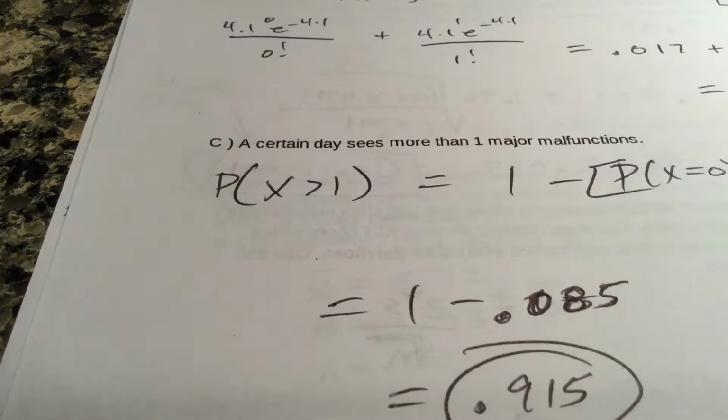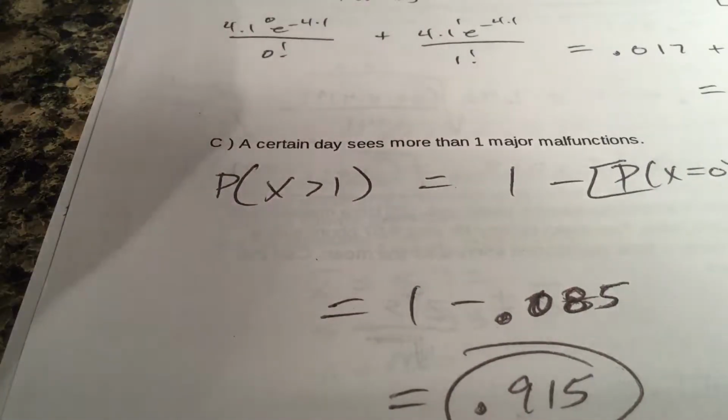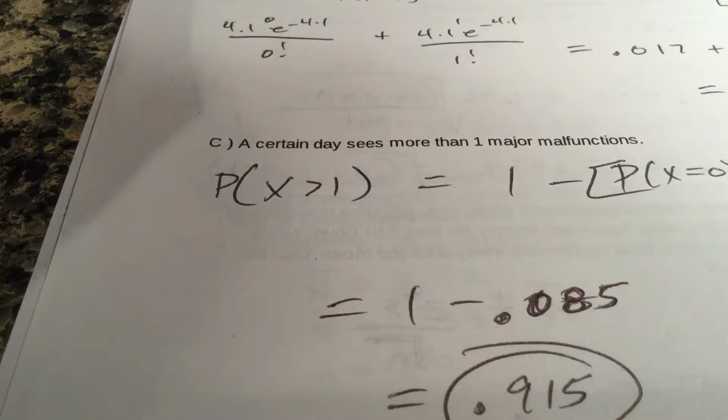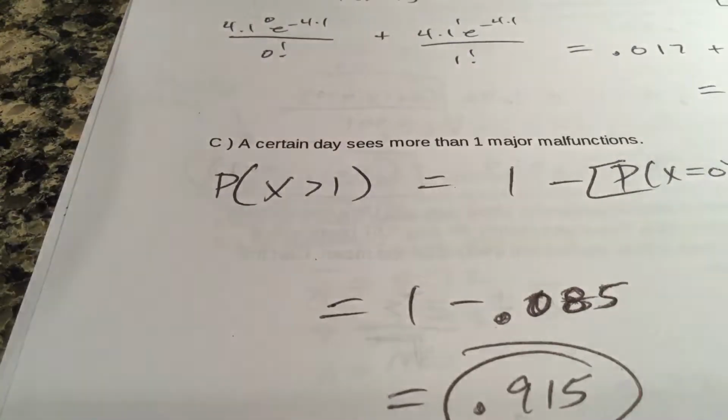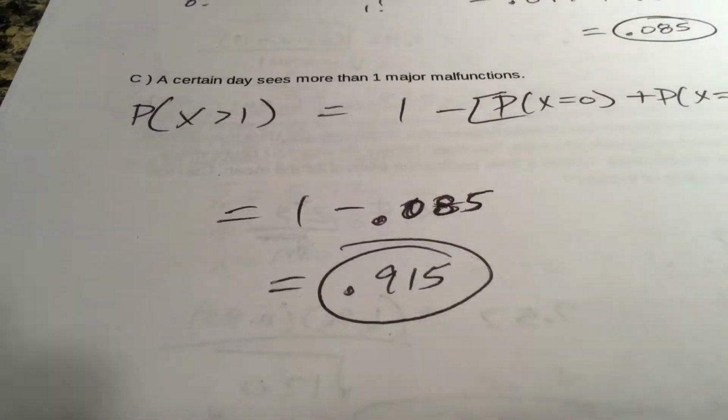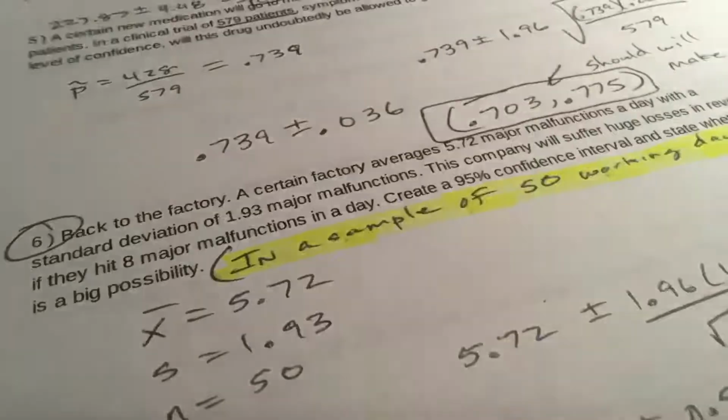No more than 1 means... sees more than 1. Okay, so that means 2 or more. So 1 minus probability of 0 or 1, which is literally the complement of what you did in part B. That is all from chapter 13 quiz, which is very good. All right, moving on to the stuff from chapter 14, confidence intervals.